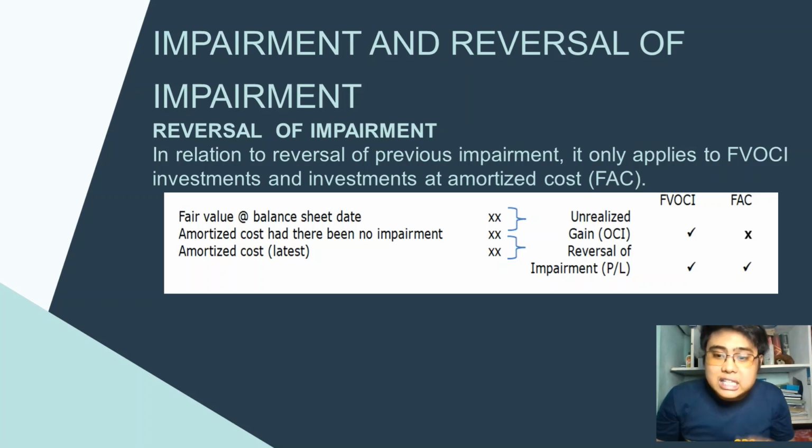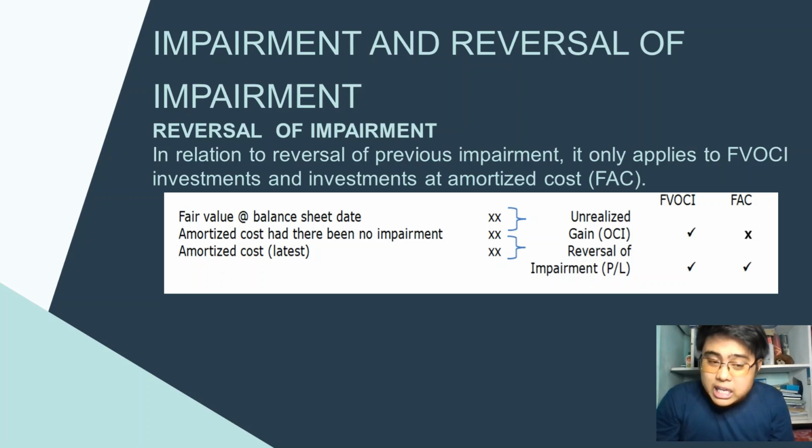So again, that's the reason kung bakit naglagay ng limit ang PFRS 9 in the form of carrying amount had there been no impairment. Kaya nga kung titignan mo, reversal of impairment loss is the difference of the limit and the amortized cost.